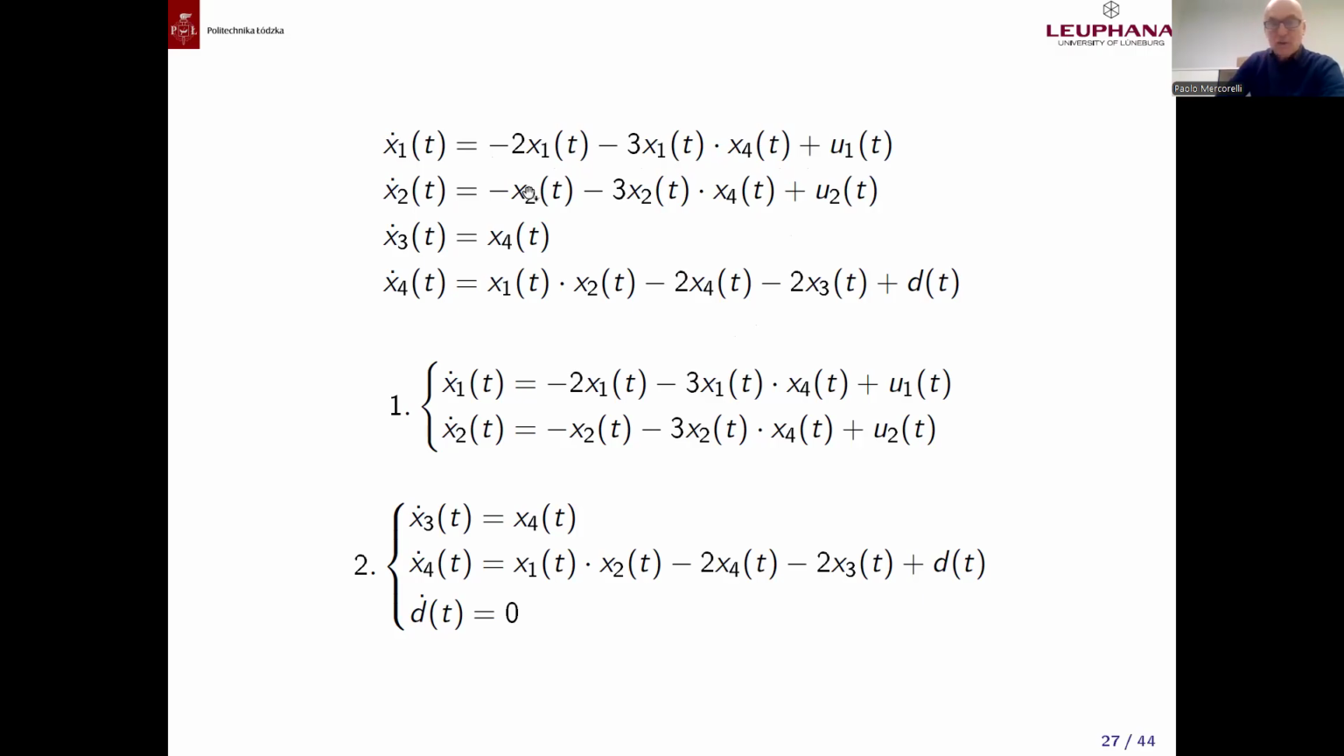Minus X2 minus 3 times X2. Here is multiply X4. Here, I see. Plus I2. I try to remember. Basically, exactly as this. I change X1 with X2. And here we have just 1 X2 instead of 2 multiply X1. Let me show. It's not easy to remember, but I try to do it.